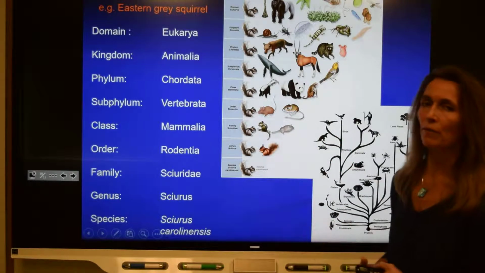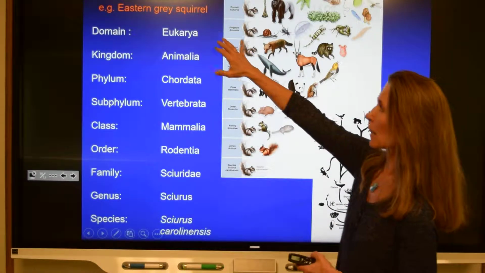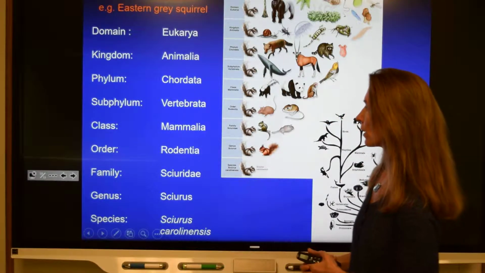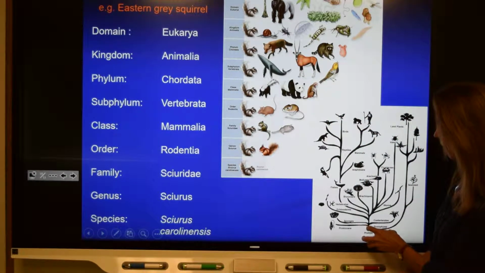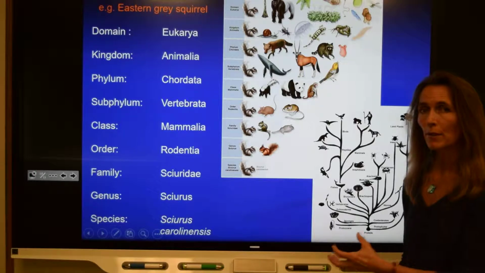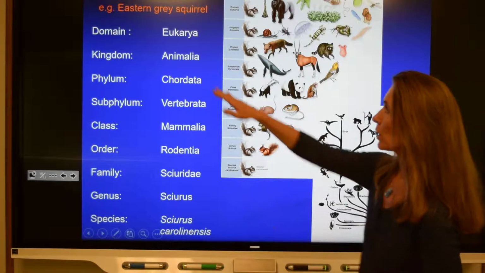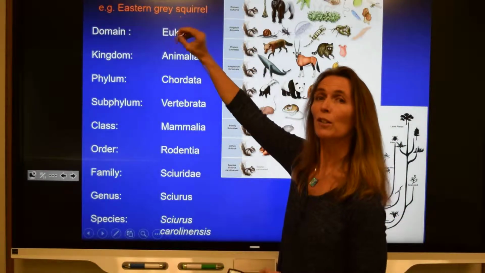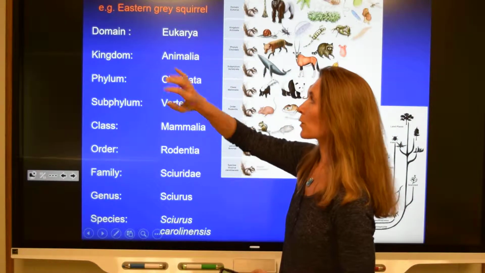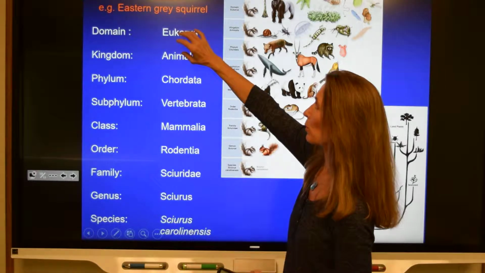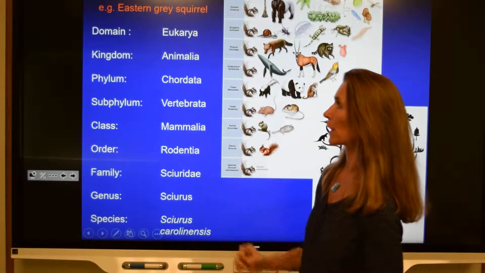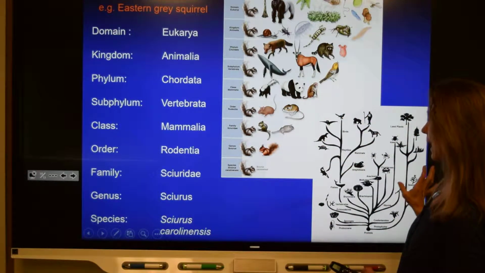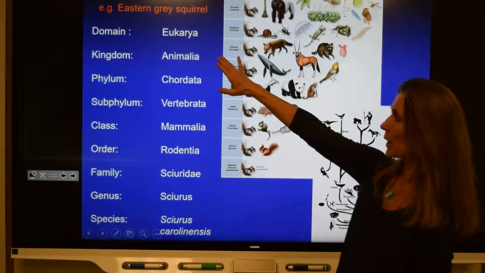So how do you classify an organism? This is the example of the eastern gray squirrel. Here you have your tree of life. First of all, you determine whether it is a eukaryotic or prokaryotic organism. This gray squirrel belongs to the eukaryotic organisms. Then you look at whether it is an animal or a plant. It belongs to the animals.